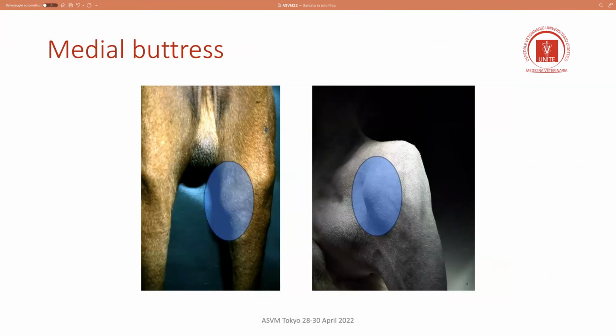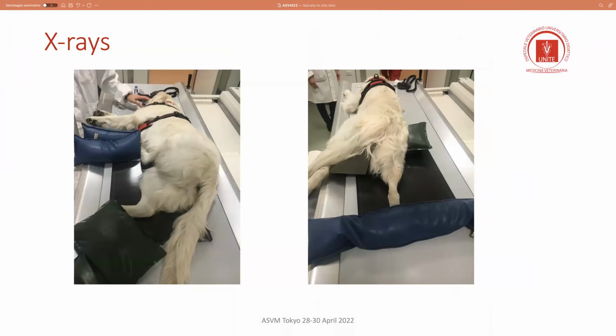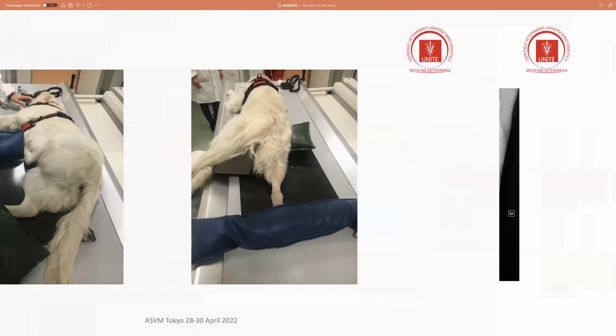Again, in dogs affected by cruciate disease, it's very common to observe the medial buttress, which is described as a fibrotic thickening of the medial aspect of the tibial bone that is related to the cruciate disease, and is very useful from a diagnostic point of view, especially in dogs with unilateral pathology. Of course, this kind of pathology may be recognized using X-rays that are normally performed in mediolateral and caudocranial view in dogs under general anesthesia.